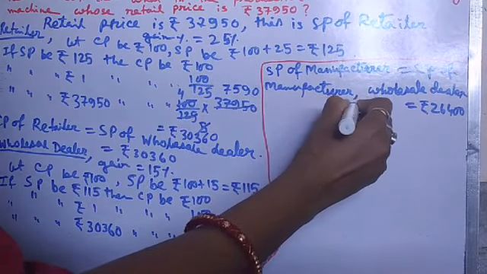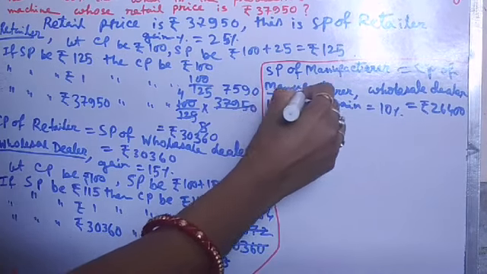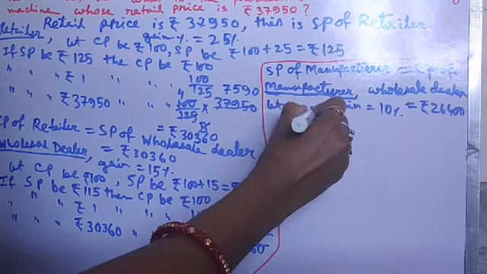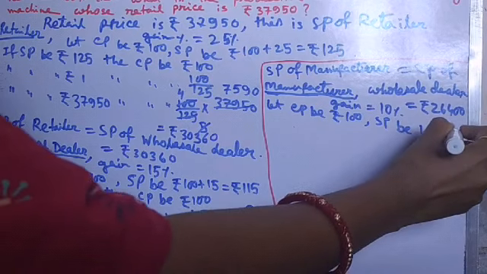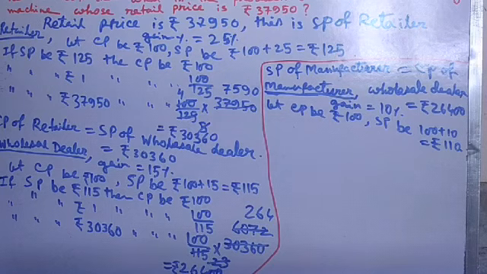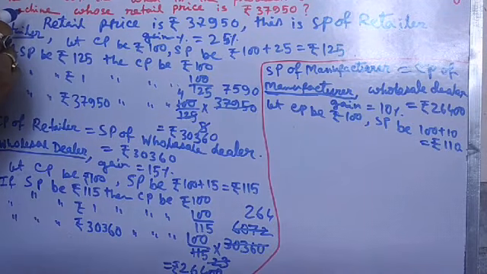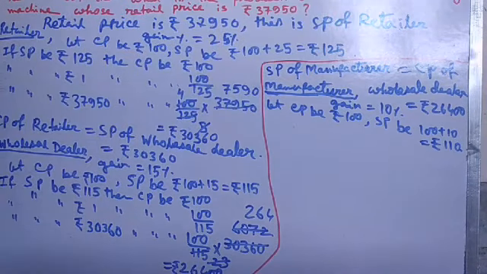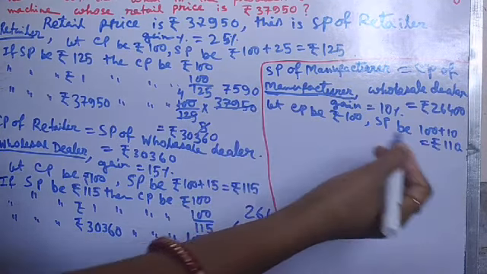gain equal to 10%. So let CP be rupees 100, SP be 100 plus 10, that means rupees 110. Now here also we will find out the CP of the manufacturer, that is, the production cost of the washing machine. That means the manufacturer's CP we have to find out. So CP will be on the right side.